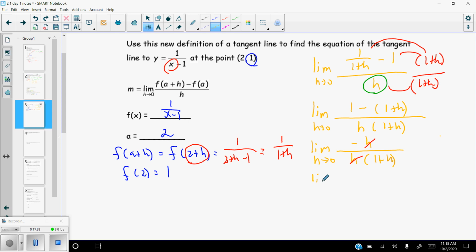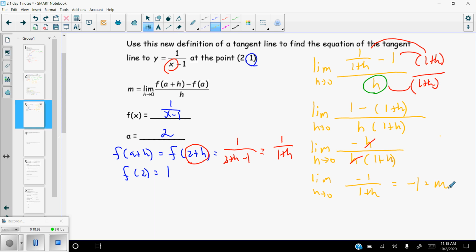And that is going to leave me with the limit as h approaches 0 of negative 1 over 1 plus h. Now that I have gotten rid of the undefined value in the denominator, I can directly substitute h equals 0 in, and when I do, we get negative 1. That is the slope of our tangent line. A lot of work to get to that point, but that's the slope of the tangent line.